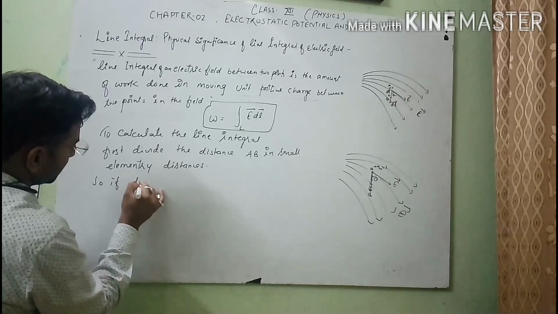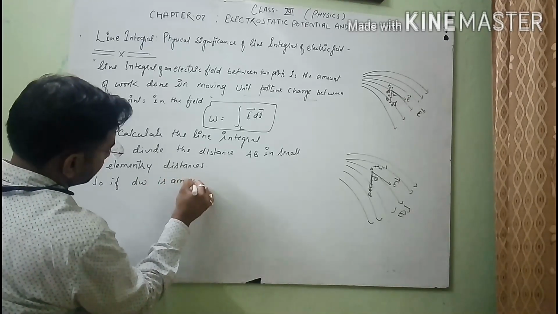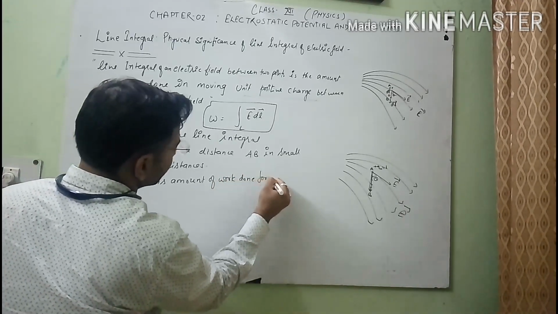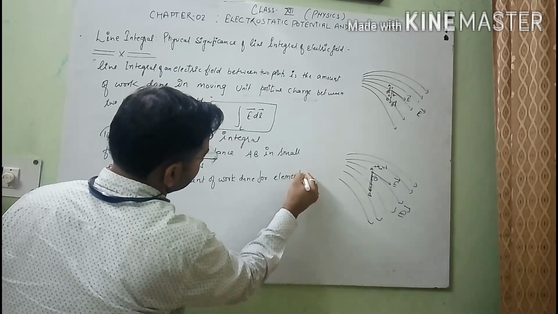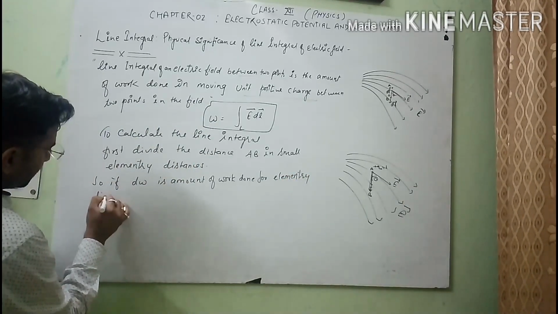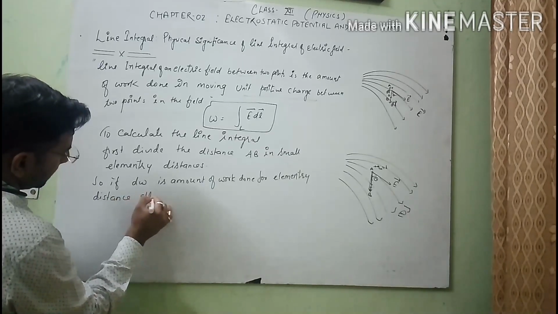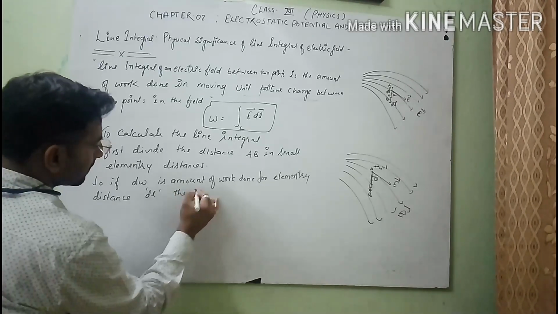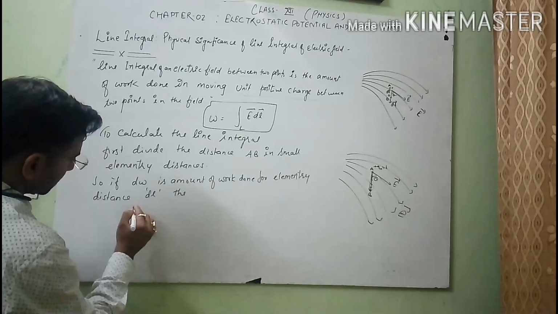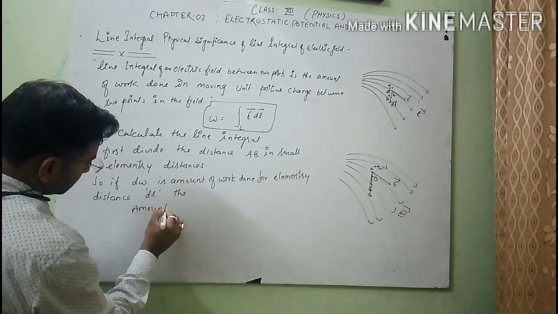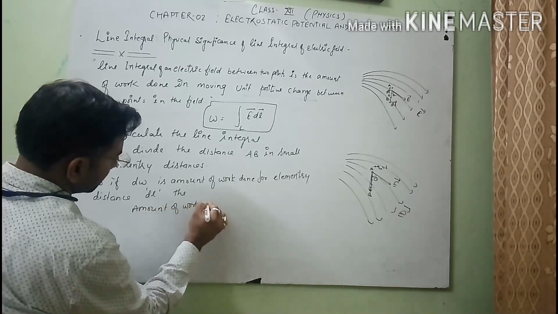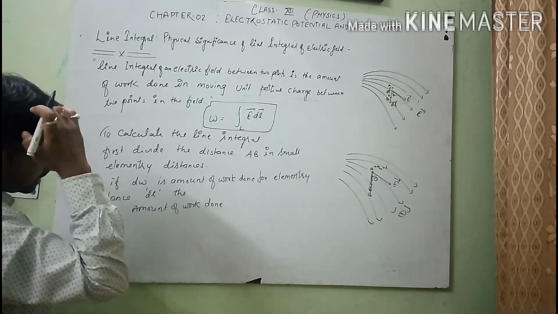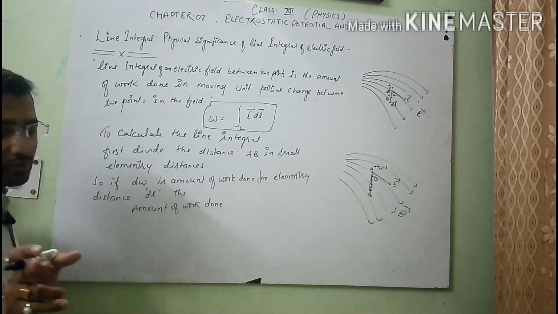If dW is the amount of work done for an elementary distance dl, then the amount of work done is as follows. Listen student, here we are calculating the work for a unit test positive charge.